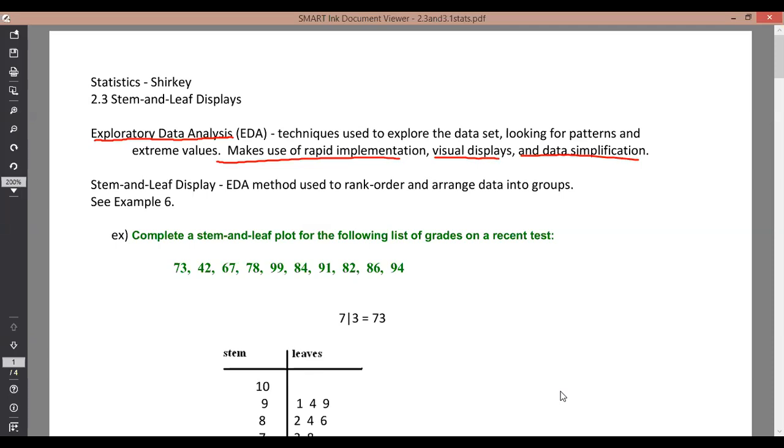If you remember back when we looked at histograms, they're a bear to make if you're doing it by hand, right? Stem and leaf plots, you can get the same information shape-wise of the distribution, but they're really quick, right? So the stem and leaf display is a particular exploratory data analysis method used to rank, order, and arrange the data into groups. I will refer you to example 6 in your book. They take you step by step on how to make a stem and leaf plot. Now for your test in your final, you won't need to make them. I just wanted to show you this, but you do need to be able to interpret the data for whatever the question is asking you.